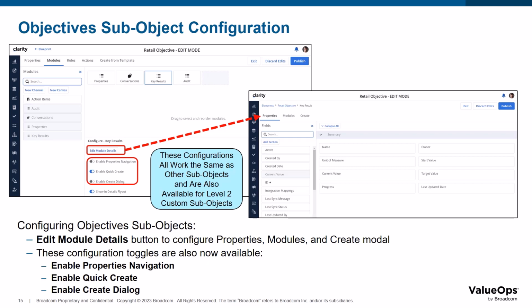And we also have the three toggles that are available for any subobjects here, including the key results, which is out of the box, and any custom subobjects for level 2 only that will also have these capabilities. And the toggles are Enable Properties Navigation, Enable Quick Create, and Enable Create Dialog.